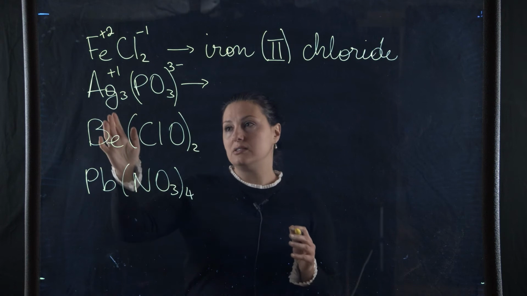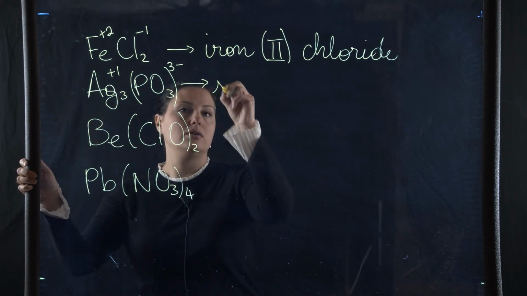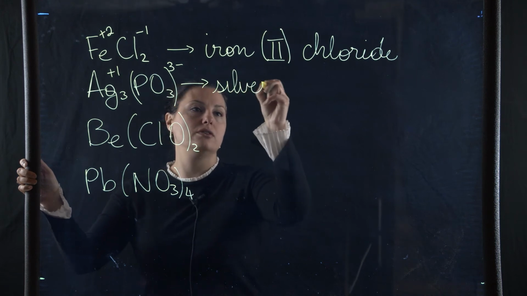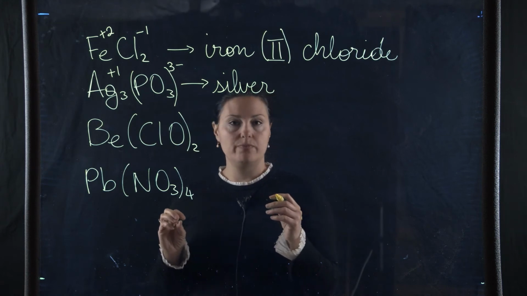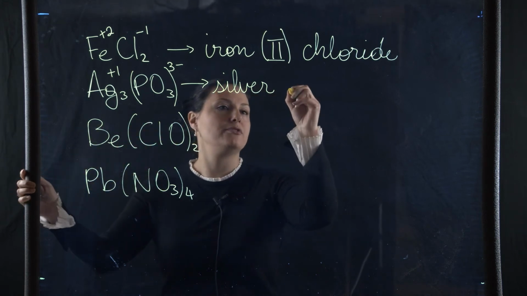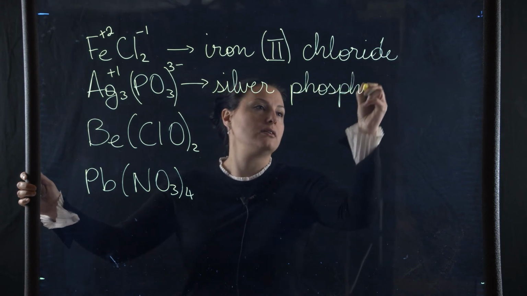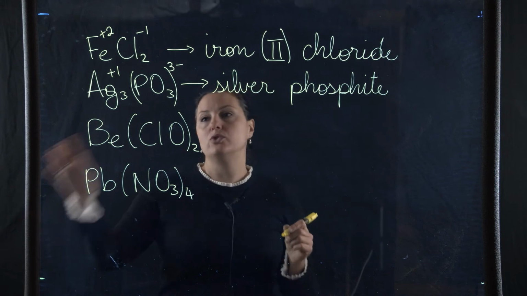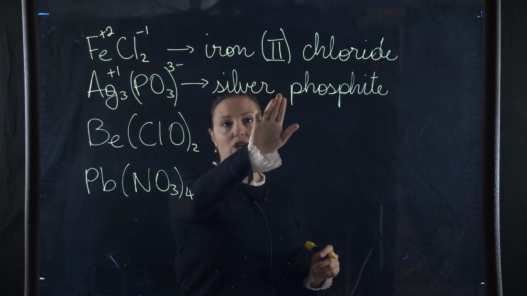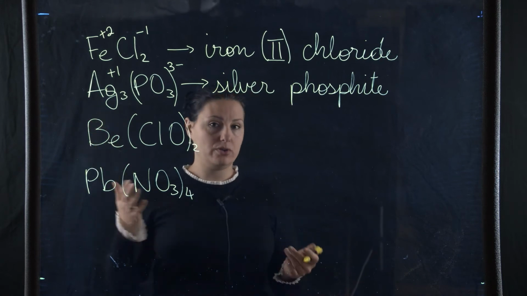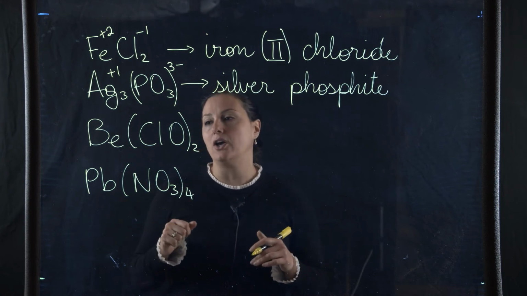When I write the name of this compound, I have to write the name silver. And then PO3 is the polyatomic ion phosphite. So I will write phosphite instead of phosphate, which is PO4. Note that I don't have to specify the charge here for silver, because silver is one of those exceptions of the transition metals that will always form a +1 ion.